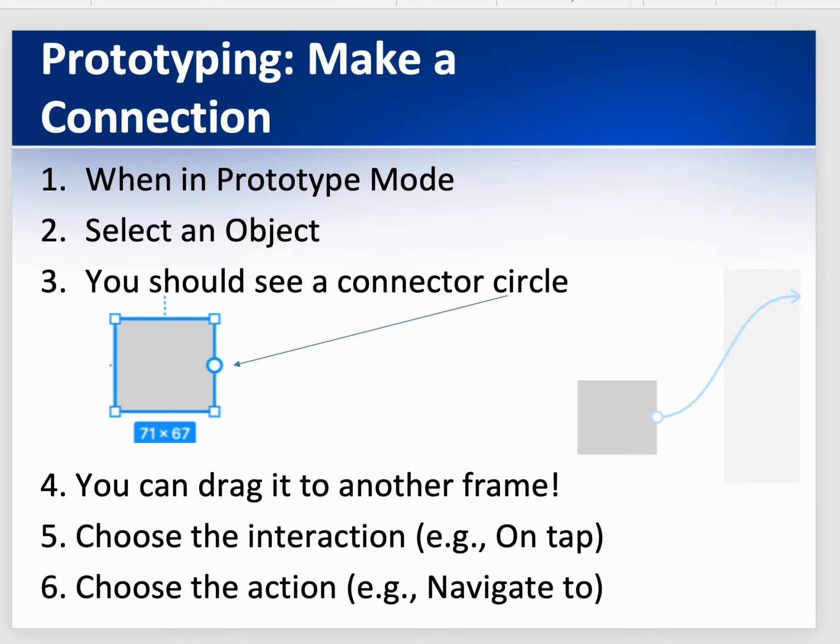So now you're in prototype mode. You can select an object. And here in my case, I have this little rectangle as my object, which is actually shaped like a square. And you'll see this little circle, which is the connector circle. And then you can drag it from the circle. You can click to another frame. So if someone clicks here, it will bring you to something else. And this is how you have all these connections and these links that bring you from one place to another.